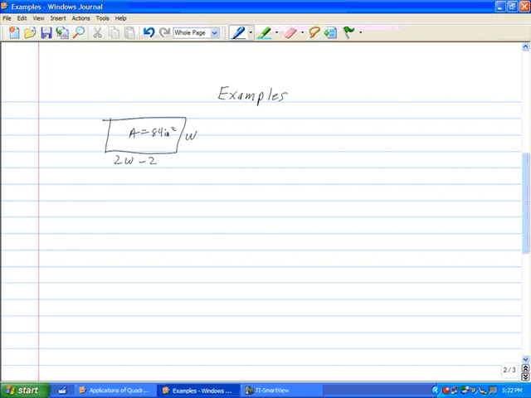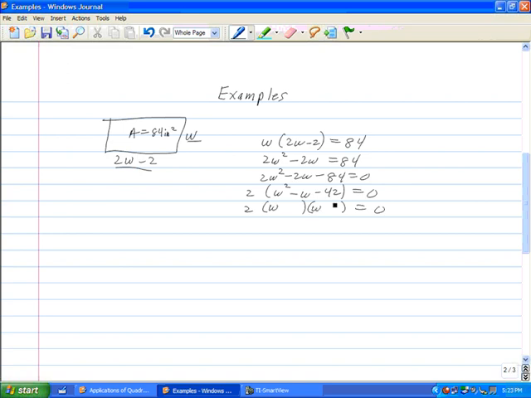Now remember, for a rectangle, your area is length times width. So we set it up as length times width, set it equal to the 84, and start multiplying. We'll have 2w squared minus 2w equaling 84. Subtract the 84 over. Now we need to look for a GCF, and I believe it's 2. So the 2 comes out, and now we can continue factoring the trinomial into two binomials.